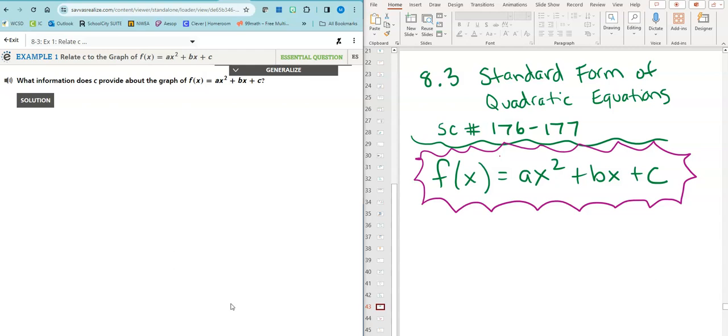Here we go, ladies and gentlemen. We are on to 8.3. We have left vertex form behind for a little bit, and we're going to dive into standard form of quadratic equations. You are in your student companion on page 176 to 177.